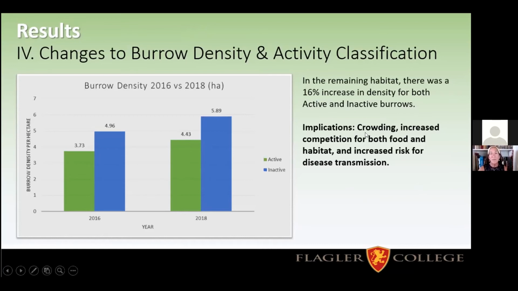So now we have crowding, potentially increased competition for food because a lot of the vegetation was lost, and increased competition for the best habitat. And also with gopher tortoises, when they are crowded, they have an increased risk for disease transmission, just like pretty much any other organism.